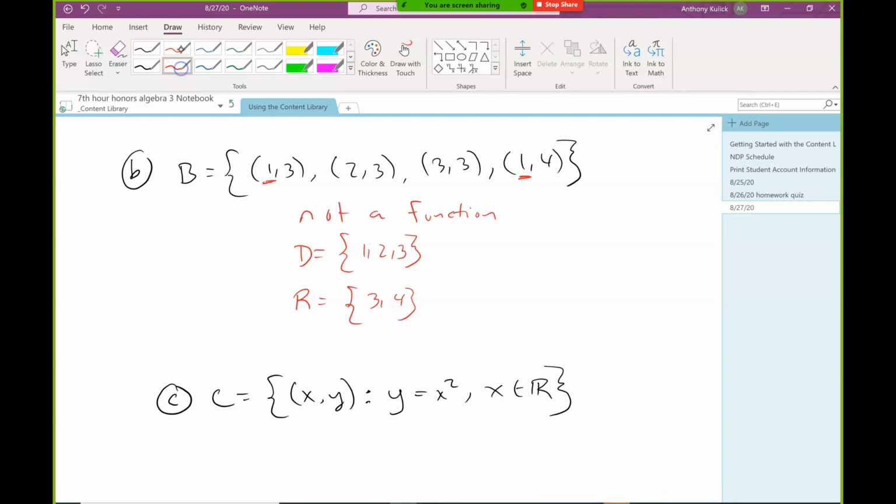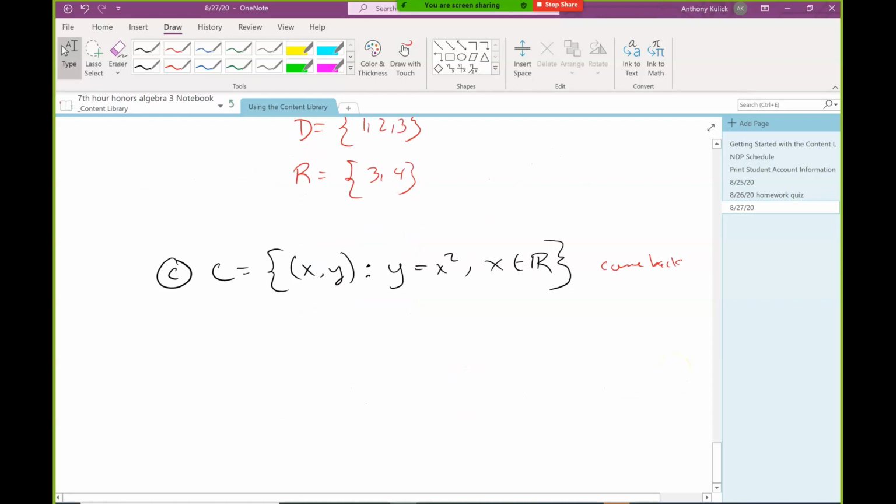Okay, so let's look at this one. A little bit harder looking at this immediately and telling if it's a function or not, right? So maybe we come back to this idea after we do something else. My suggestion on these infinite sets of ordered pairs, we're going to translate it into a graph and then use what we know about the graph to deal with it.